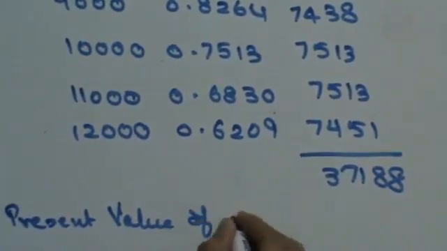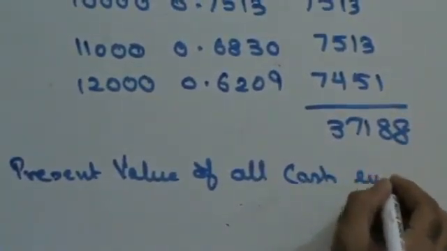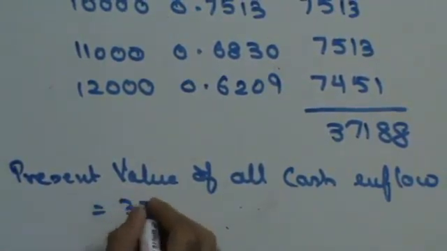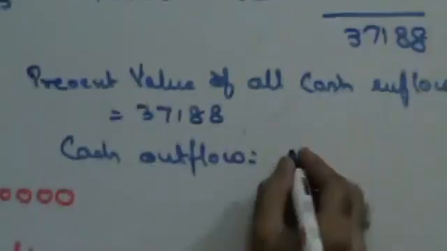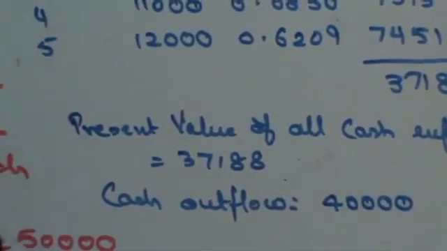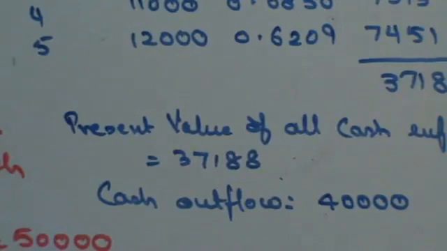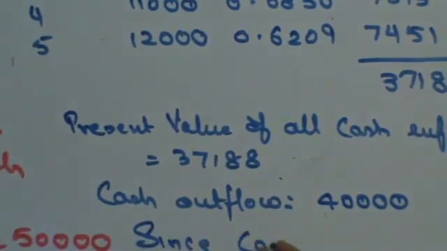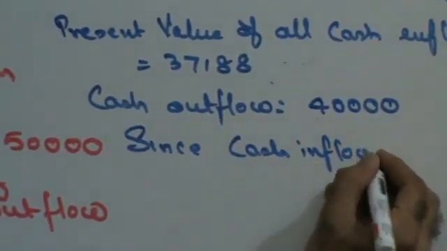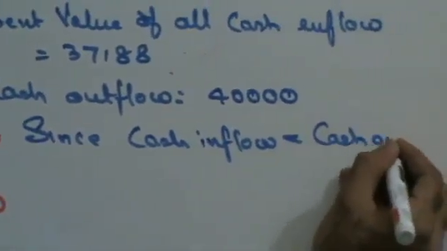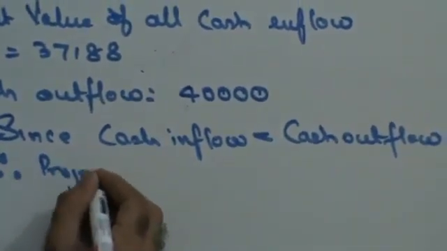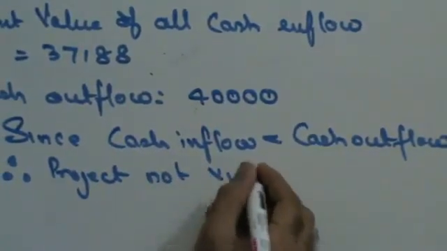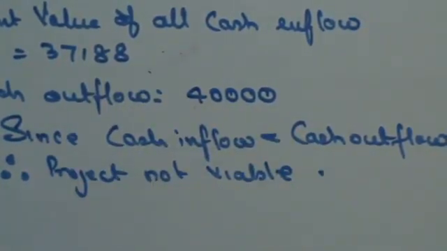Now, the present value of all cash inflow is 37,188. The cash outflow in the project is 40,000. Now, since cash inflow is less than cash outflow, therefore the project is not viable. Fine, do we get this thing clear?